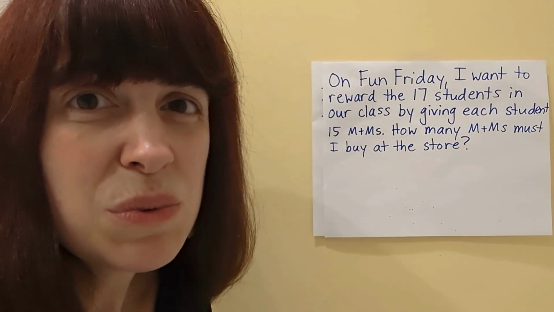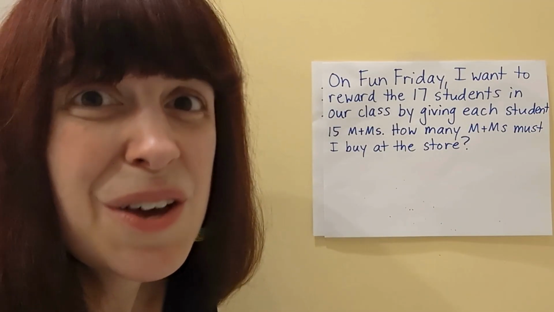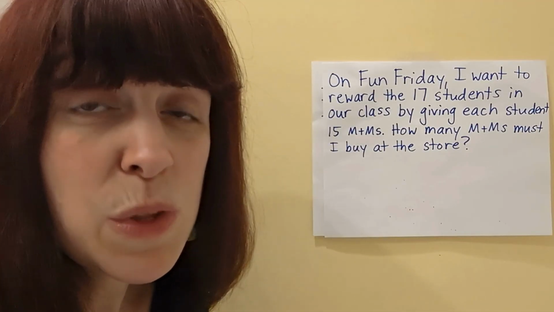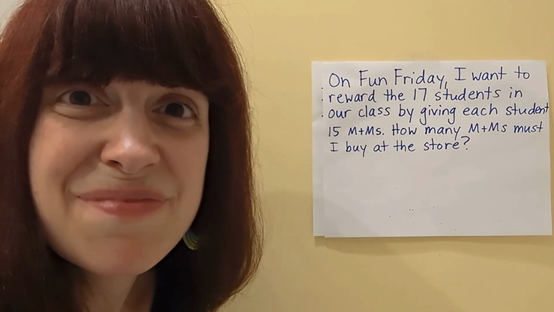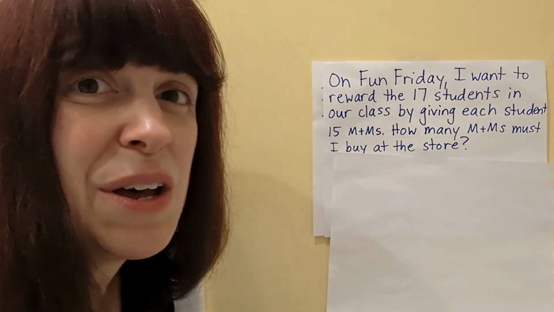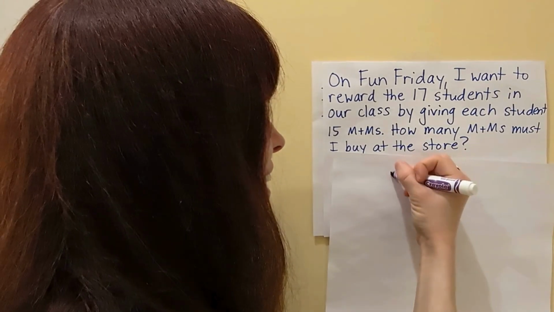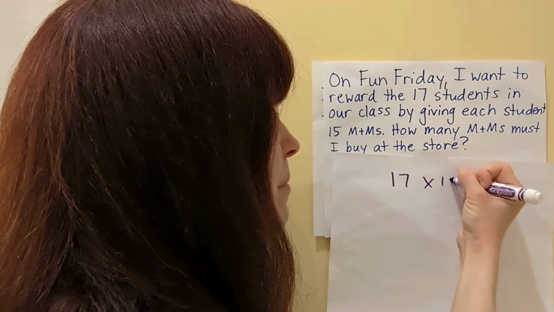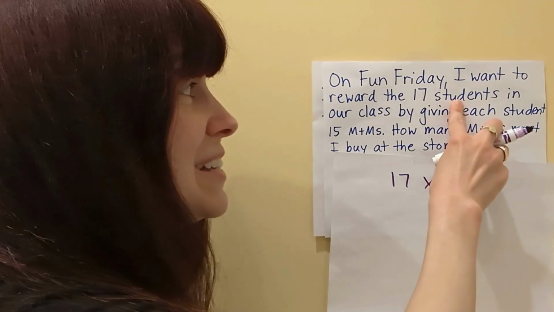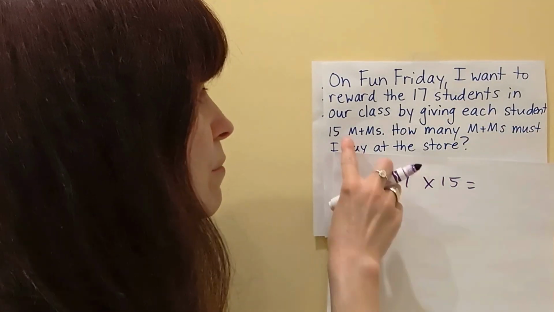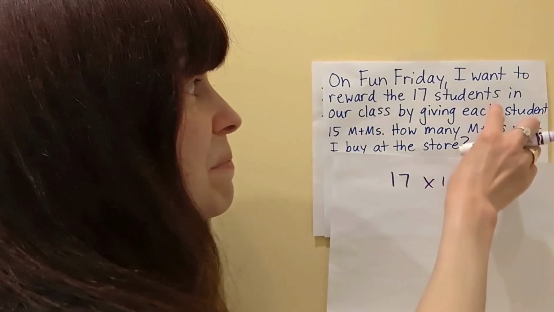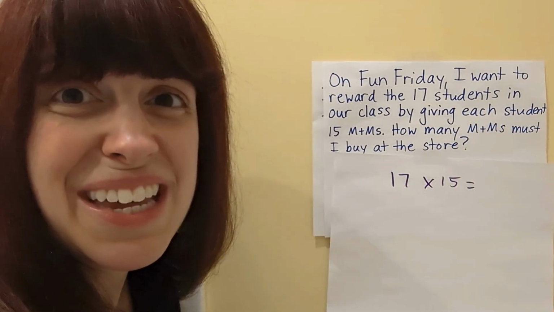What do we know? What operation should we use? Write an equation on your paper that you think will help us solve this problem. When you're done, give me a thumbs up. Oh, Gavin already has his thumb up. Okay, Gavin, what's your equation? 17 times 15. And how do you know that? Right, 17 students, and what else? 15 M&Ms. And how did you know the operation? Because each is a multiplication word.